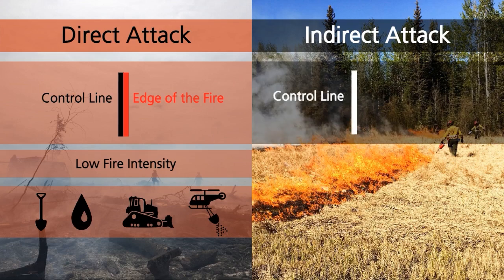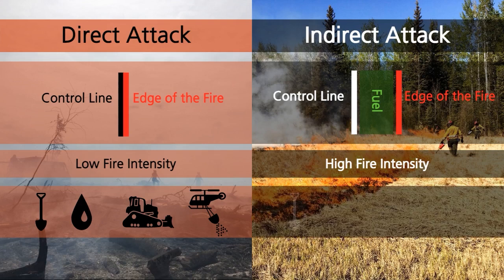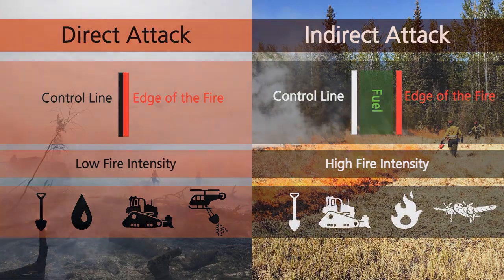With indirect attack, a control line is strategically positioned away from the fire edge, taking advantage of terrain and natural fuel breaks. Once the control line is established, the fuel between the control line and the wildfire is ignited and burned off. This method is used when direct attack is unsafe or ineffective. The following techniques can be used during indirect attack: hand tools, heavy equipment, ground ignition, aerial ignition.